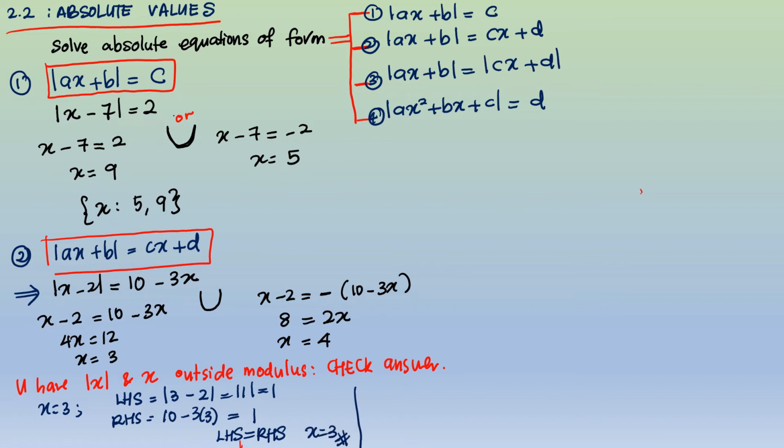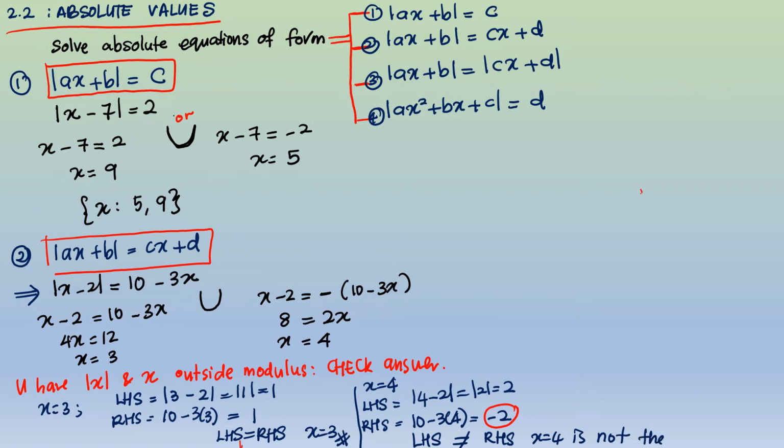Okay, next we also need to check for x equal to 4. We start with the left hand side: modulus 4 minus 2 equals modulus 2 equals 2. Our right hand side is 10 minus 3 multiplied by 4, so 10 minus 12 is negative 2. So 2 and negative 2 here are not the same. Thus I can write left hand side is not equal to right hand side. So x equal to 4 is not a solution. Thus our final answer is only x equal to 3.